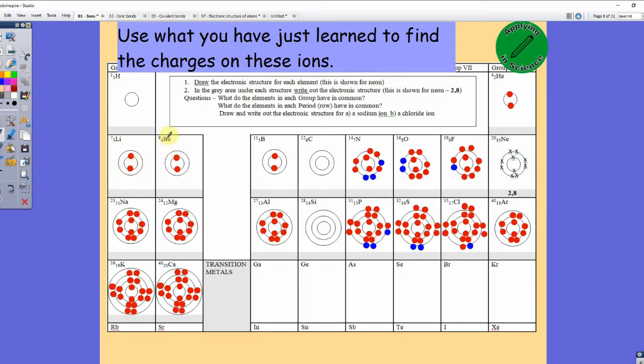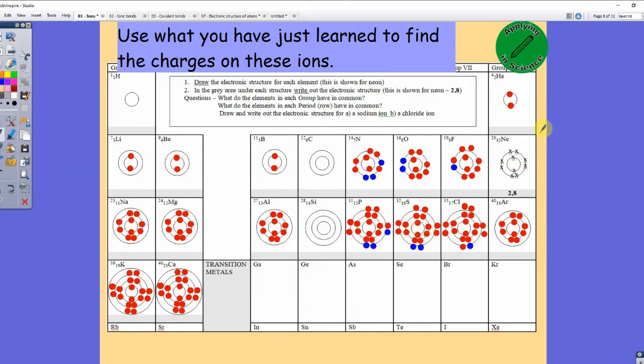Beryllium has 4 protons but only 2 electrons, so the charge is 2 positive. And let's go to a different one, let's go to sulfur. Sulfur's got 16 protons, but now it's got 18 electrons, which means it's now got more electrons by 2, therefore it's going to be 2 minus.